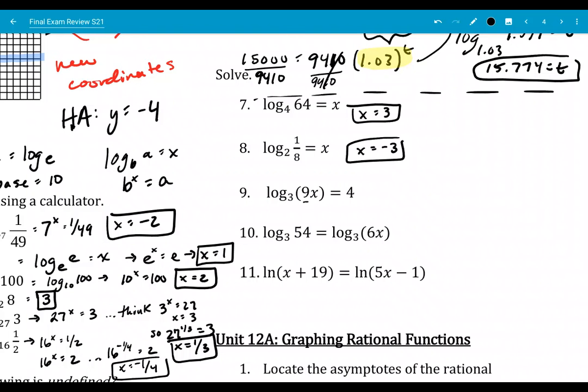Now notice in this case, my a value has the x on it. So I can change this to an exponential to get that 9x off of that log. So this is going to be 3 to the power of 4. Once again, a reminder, when I'm changing from log to exponential, the bases should be the same. So 3 to the 4 is equal to 9x. 3 to the power of 4 is 81. So 81 is equal to 9x. So x is equal to 9.